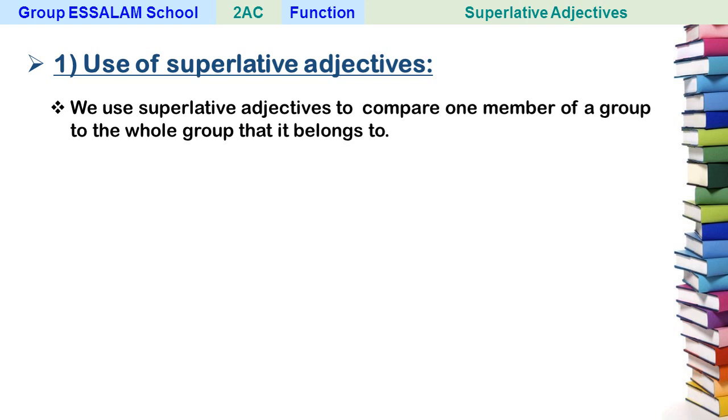In the last lesson, we studied the comparative adjectives. Is it okay? And we learned that we use a comparative adjective in order to compare between two things or two people or two animals to each other. We cannot compare between more than this. Now, concerning the superlative adjectives, we use it to compare one member of a group to the whole group that it belongs to. You're going to ask me how.